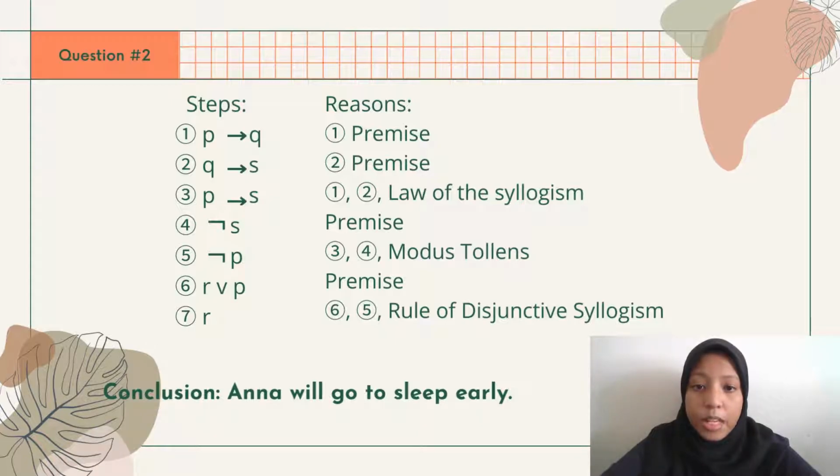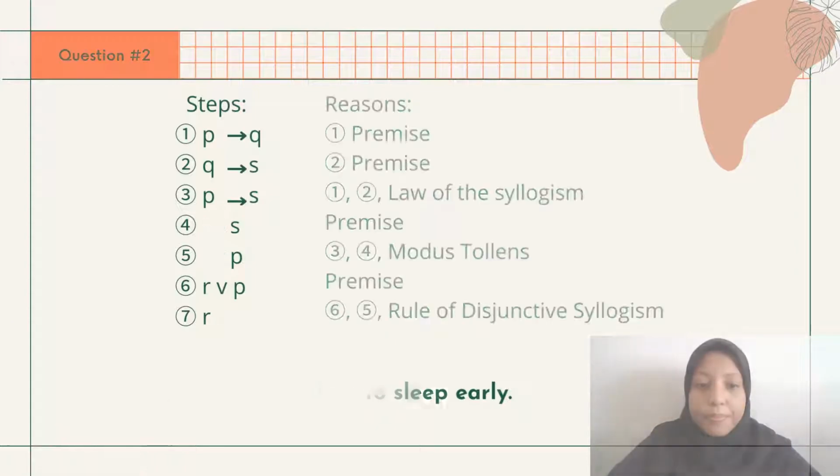Insert another premise, which is R or P, for the sixth step. Using the rule of disjunctive syllogism, remove P from the sixth and fifth steps, then it becomes R. So the conclusion is R. In sentence form, the conclusion is Anna will go to sleep early.